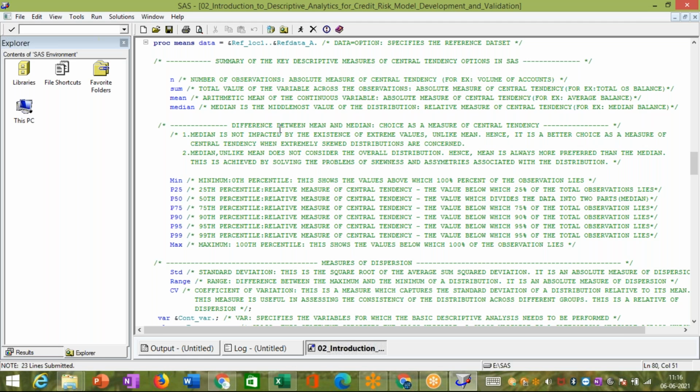Then we have the relative measures of central tendency, where we published the percentiles: the 25th percentile, 50th percentile, 75th percentile, like this, 99th, and finally the maximum, the 100th percentile value, right? And then we reported the measures of dispersion over here: the standard deviation, range, and coefficient of variation. So we have reported both the measures of central tendency and the measures of dispersion for the variable amount across the good and the bad flag.